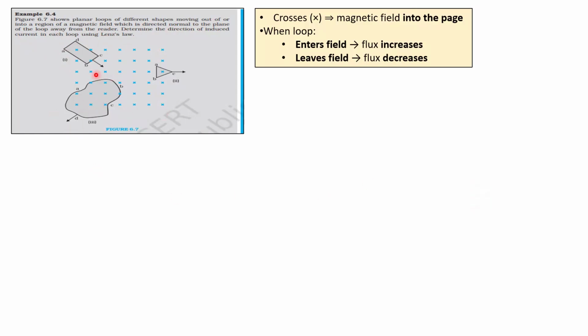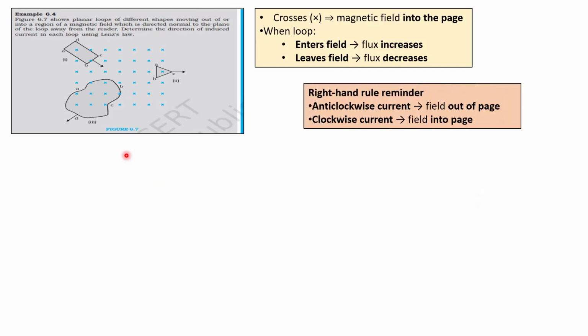Okay. First, we will see what type of magnetic field is applied. Here you can see the cross mark, that is into. Into means the magnetic field is perpendicular but it is inward. Now, we will see one by one. Loop 1. Loop 1 is coming inside.